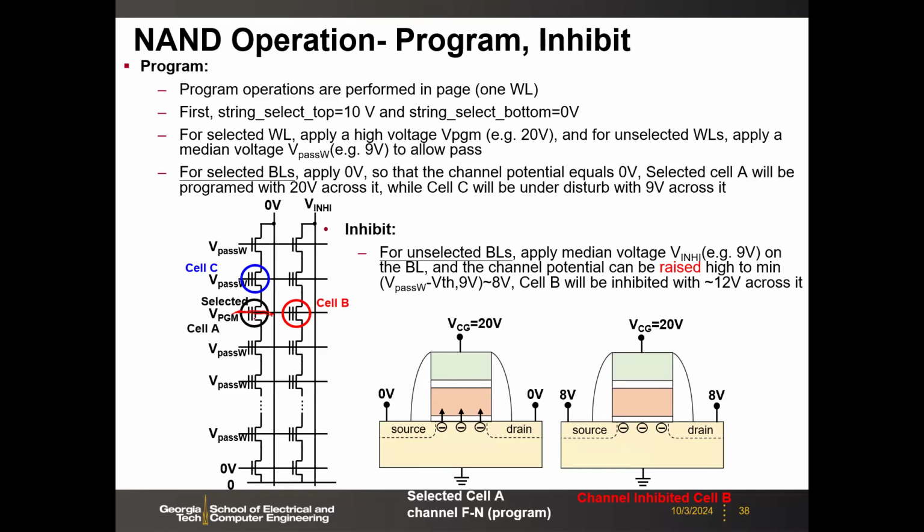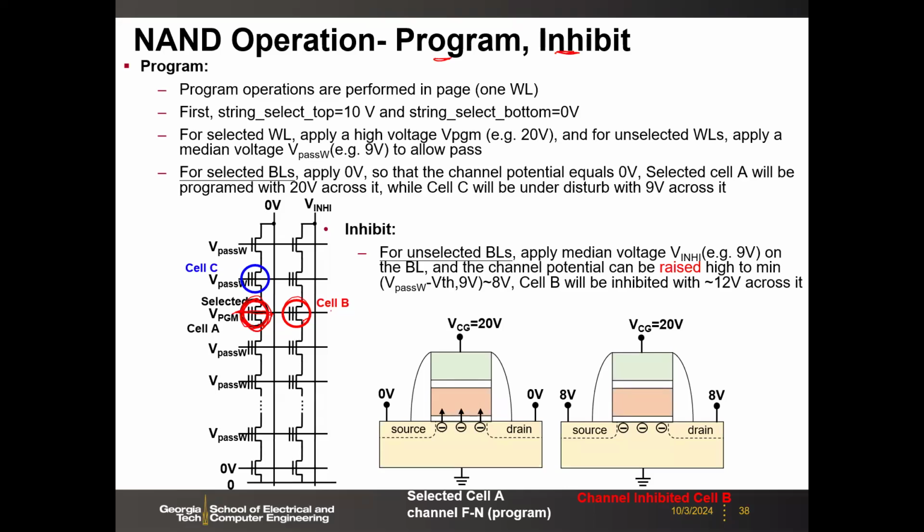So you will have this selected cell, and in this example, this one is a selected cell, and then the cell B here will be unselected or half selected. So we have to make sure the cell B will not be programmed. We call this inhibit. So that's why when we talk about the program, we need to also talk about the inhibit, okay? Because some of the cells you need to program, some of the cells you need to be inhibited from program, okay?